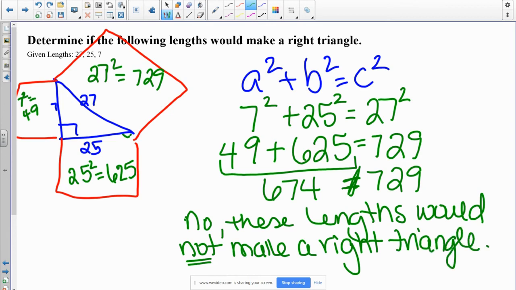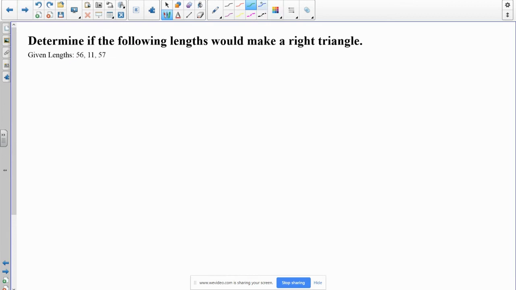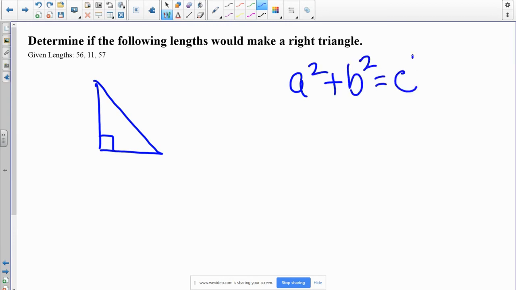Okay, our last example. So we have given lengths of 56, 11, and 57. So I'll make my diagram over here. Start with my Pythagorean theorem, which is a squared plus b squared equals c squared. And if you'd rather do c squared equals b squared plus a squared, that's fine, as long as you're adding up the a and b, squaring them, and then equaling it to c squared.